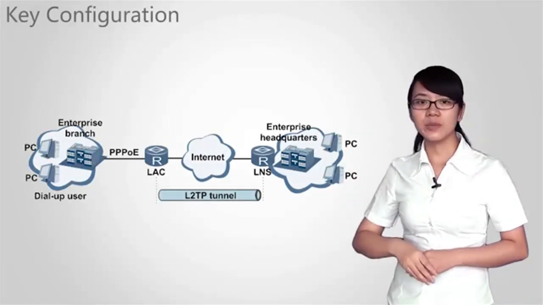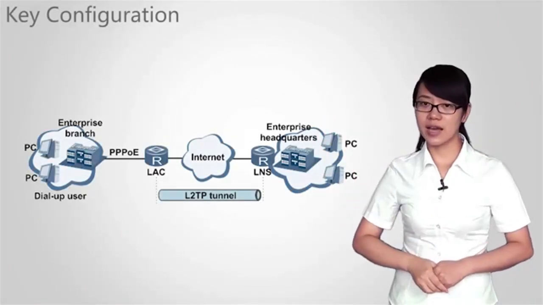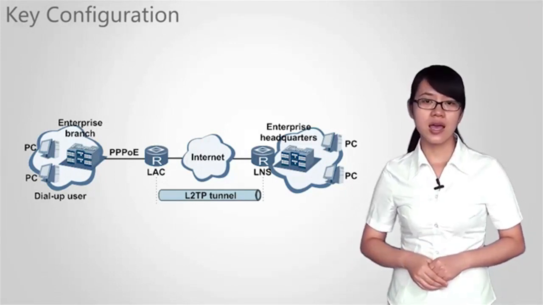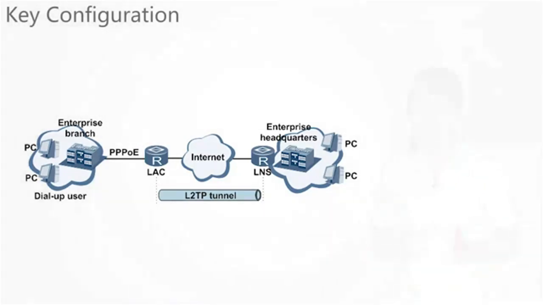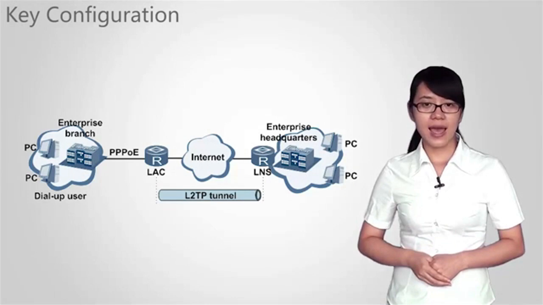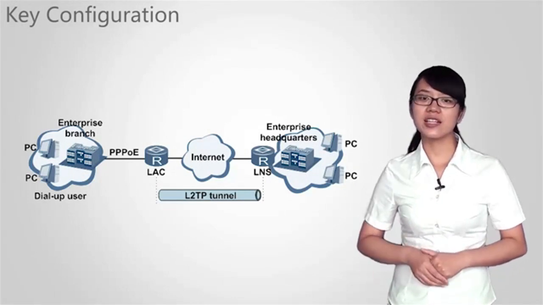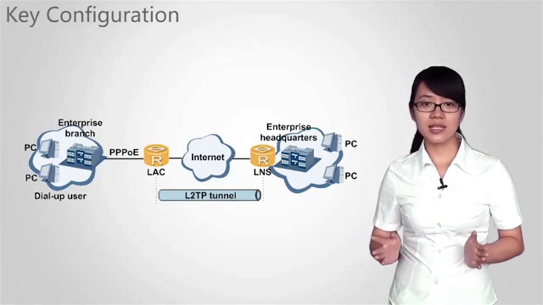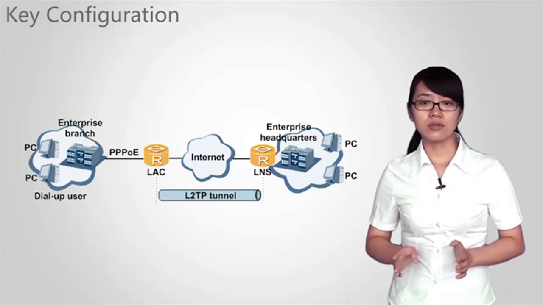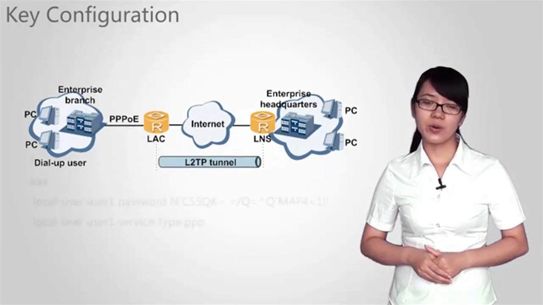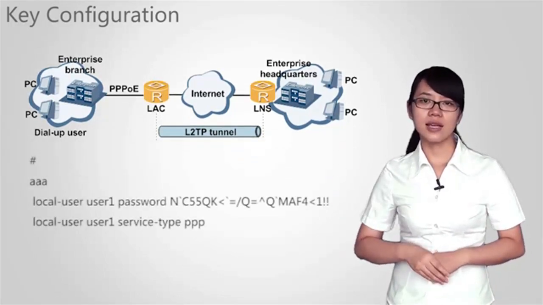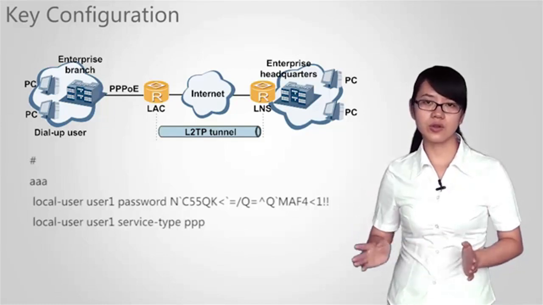This figure is a typical L2TP networking diagram. Let me show you key configurations and precautions in L2TP deployment. AAA authentication. L2TP uses AAA for user authentication. The LAC and LNS save PPP user information on the device or RADIUS server. For example, you can configure a local user, user1, and set a password and service type for user1.